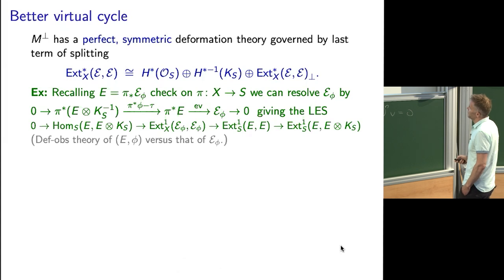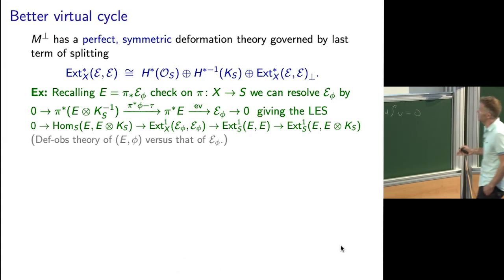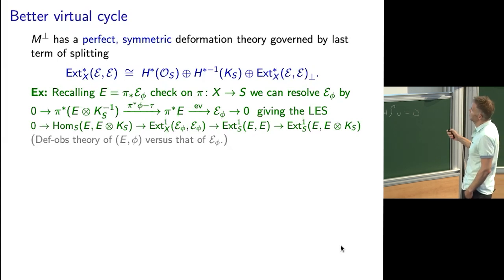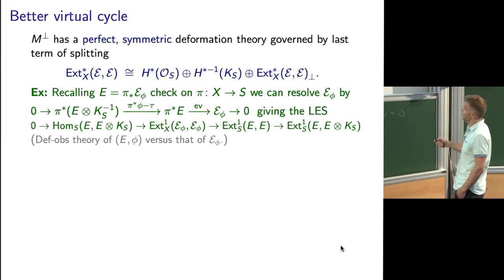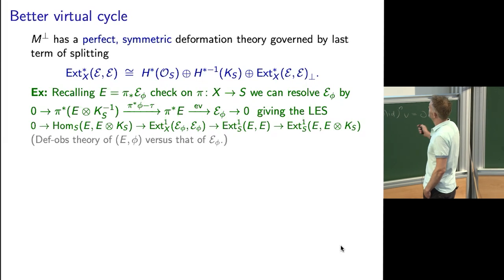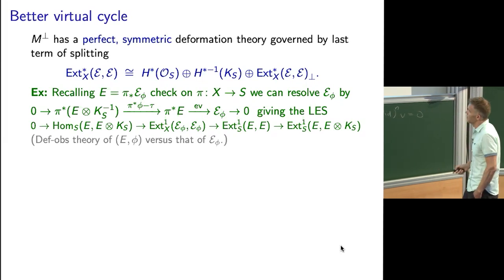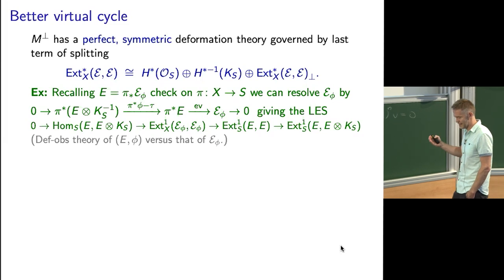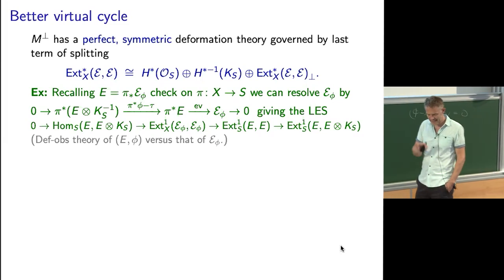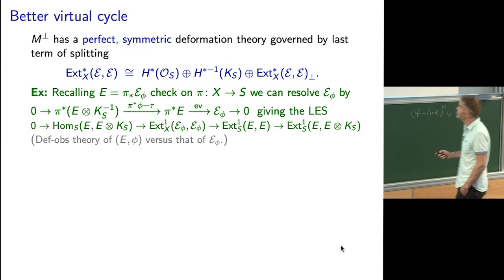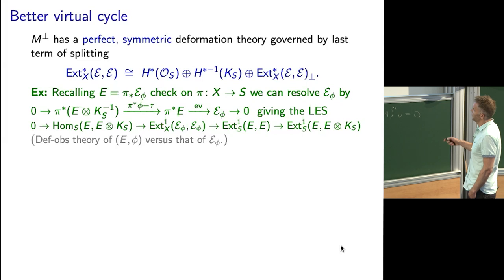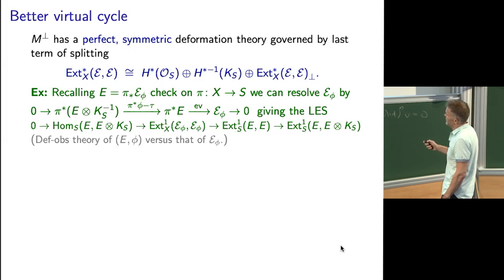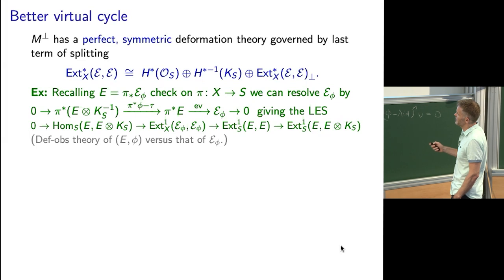Okay, and then maybe a more manageable exercise, much easier, is just to take Ext from this sequence to E_phi, curly E_phi, okay? And then you use adjunction, and you get this long exact sequence here. And this is what tells you how to relate the deformation theory of the Higgs pair to the deformation theory of the sheaf. So in the middle here is the deformation theory of the sheaf on X. This is the deformation theory of the Higgs field.